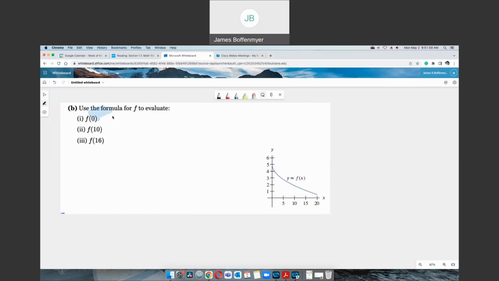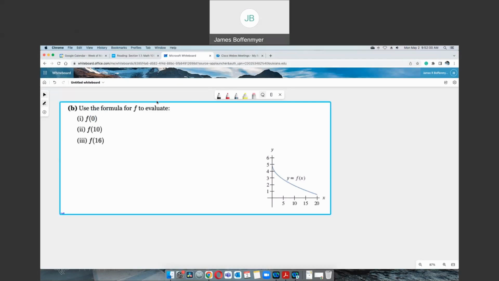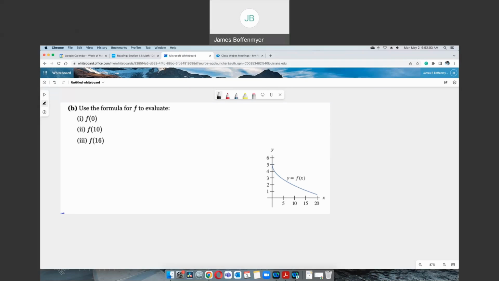And we're asked to find certain values. Here, we're asked to find what f of 0 is, f of 10, and f of 16. Now, if you recall, your y values are your vertical axis, your x values are your horizontal axis. Because of function notation, the number inside the parentheses tells you what the x is. F of whatever is your entire y value. Remember, your y value is dependent on what your x value is. So we have to read from the inside out.